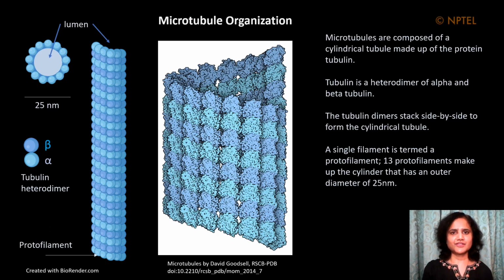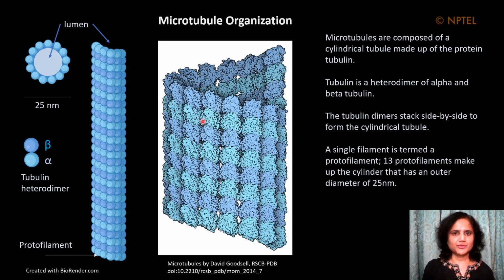Shown here is the structure of a microtubule. Microtubules are composed of a cylindrical tubule which is made up of the protein tubulin. Microtubules have a hole in the middle, which is referred to as a lumen, as can be seen here in the transverse section of the cartoon of the microtubule. Tubulin itself is a heterodimer of alpha and beta tubulin, and these tubulin dimers stack side by side to form the cylindrical microtubule filament.